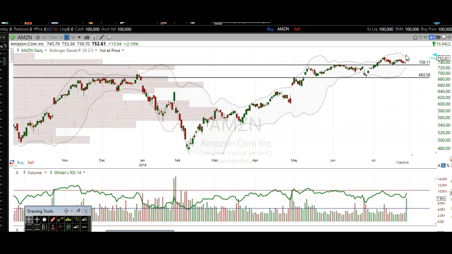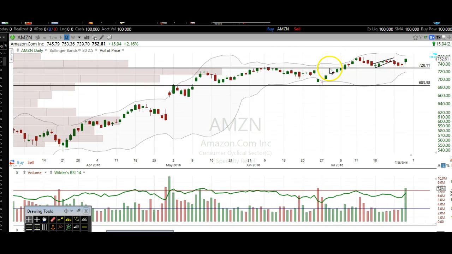But on the daily chart here, we are bullish. We're over this resistance right here at about 728. You can see that it was resistance here, and then it turned into support on this bounce, and then on this bounce right here. So nice action on Amazon in an uptrend at all-time highs. Very bullish stock right here for Amazon.